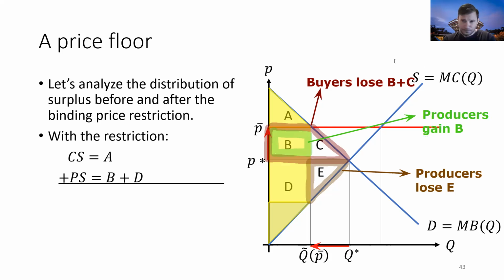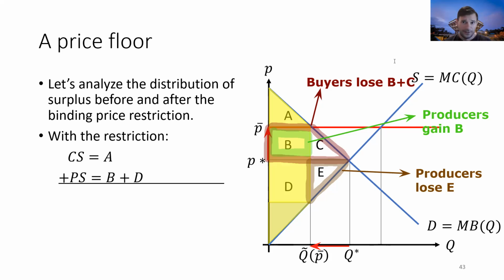Okay, now, are the producers better off or worse off than they were in the equilibrium? Right? They lost something, they gained something. So are they better off or worse off? Like they lose E, but they got B.